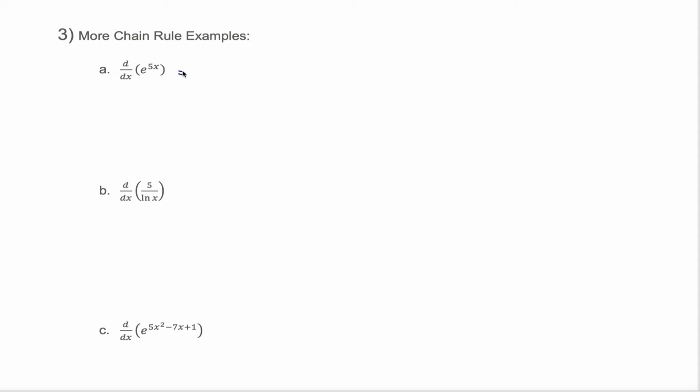In this first example, we're trying to find the derivative of e raised up to the 5x power. The way you want to view the outer function here is e raised up to the stuff is the outer layer. And the inner layer is that stuff, the 5x. I know that's really hard to see, but think about it like this.